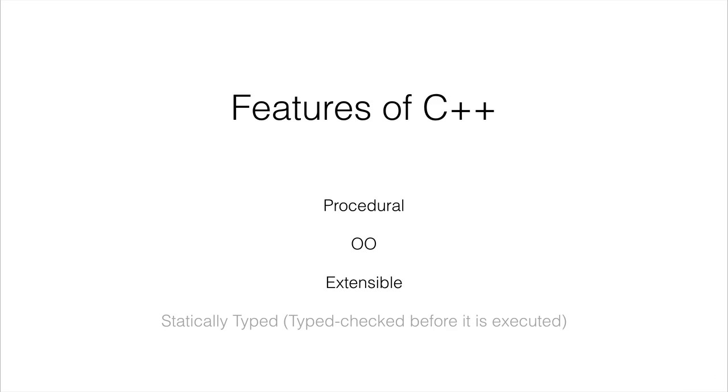Now, a few features of C++ include that it's procedural. By procedural, it's like if you've written any Fortran programs or BASIC programs, you have that sort of top of the page writing down to bottom of the page flow of control. It's also object oriented, so OO. It is extensible, so you can add libraries to C++, different components that you create can be added, basically extending the language. And it's statically typed, so we do type checks before the program is even executed.